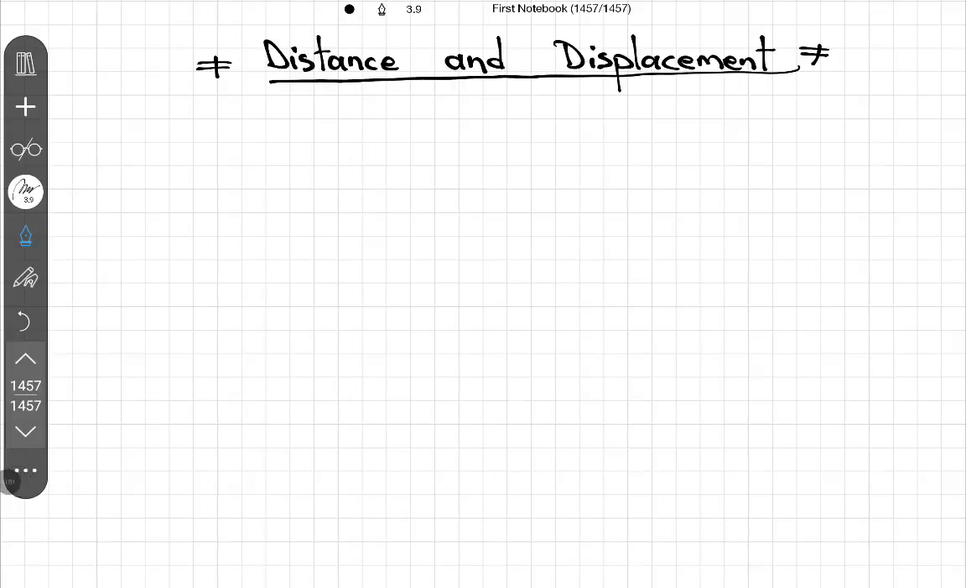Hi dear students, today we are going to talk about the distance and the displacement. Let's suppose that an object starts from the point A and travels to the point B. So this is the path of the object as you see in the picture, and if you want to find the distance, you should measure the length of this path.